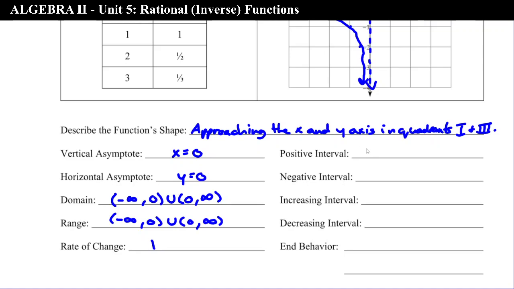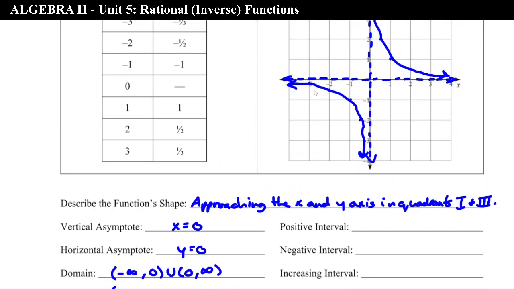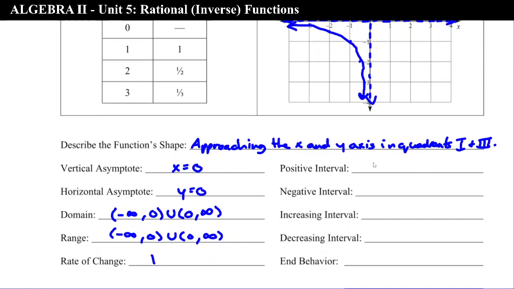Positive interval, well, we are above the x-axis from 0 to 1. We're negative from negative infinity to 0. So I should have said we're positive from 0 to infinity. We're negative from negative infinity to 0. So positive from 0 to infinity, negative from negative infinity to 0.